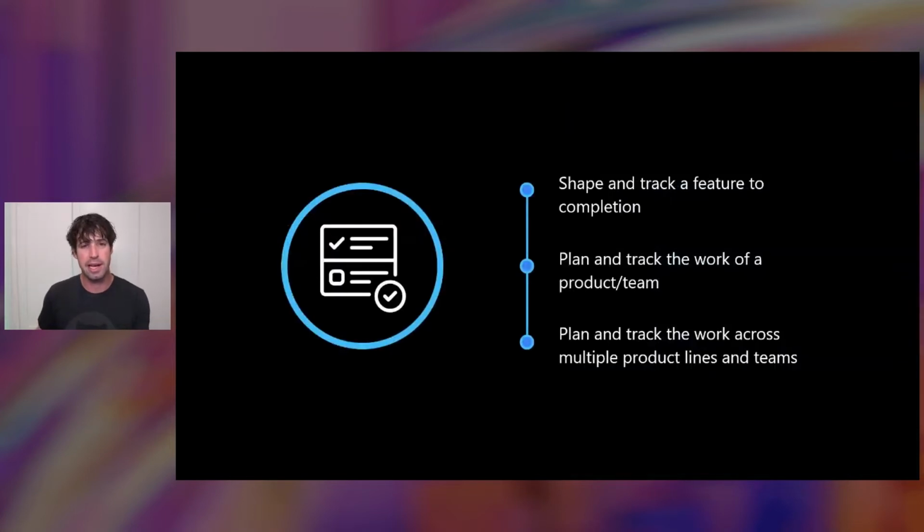Now, when we were talking to our customers, we found that people wanted to use issues and wanted to track their work at a number of different levels. So, of course, they want to be able to shape and track an individual feature as it gets discussed and as it grows and as it changes, all the way through from idea to running in production. They want to also be able to plan and track multiple issues across a project or across a team, so manage all the work that's in progress for a product. But then they also want to be able to plan and track the work across multiple teams.